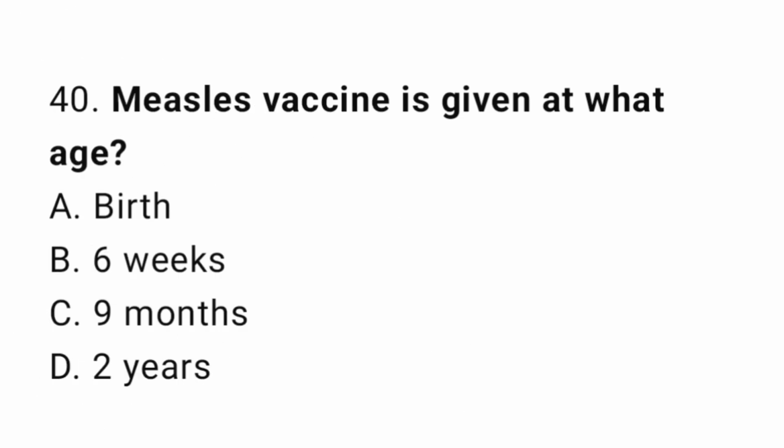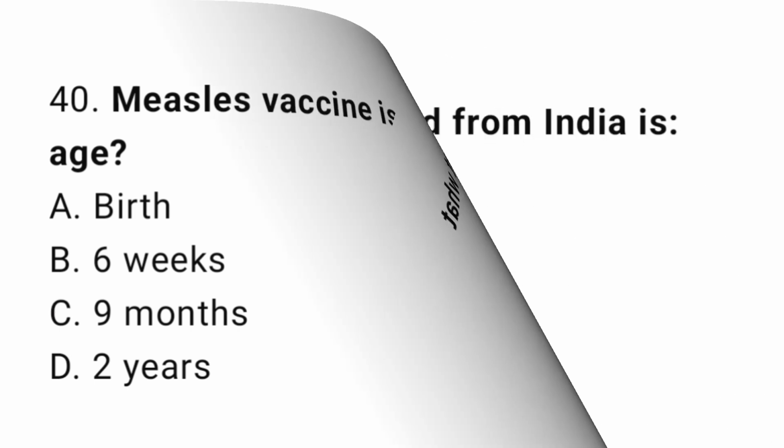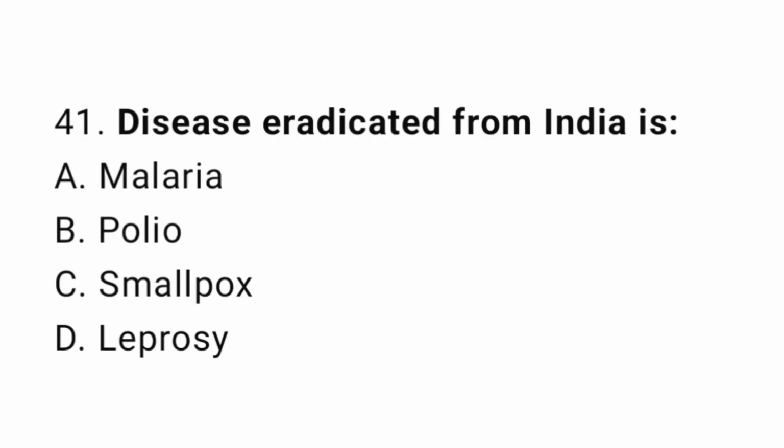Question number 40. Measles vaccine is given at what age? The correct answer is C. 9 months. Question number 41. Disease eradicated from India is. The correct answer is C. Smallpox.